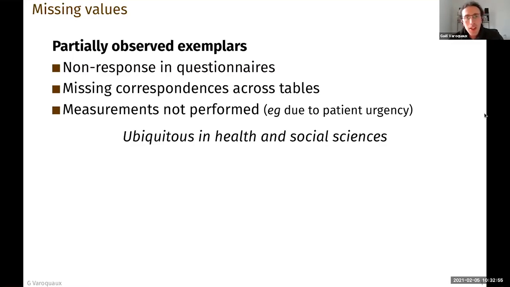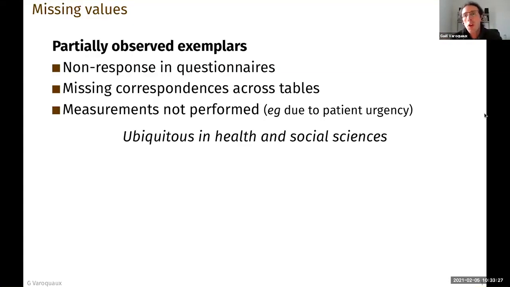So that's the first example. Another example is if you're doing data integration, integrating data from different databases or different tables. You might have missing correspondences across tables. You might have somebody who is in one table but not in another. You might have an entity such as a company in one table but not another. And if you do the join to create the table that you need for the analysis, then you'll have some missing values there.